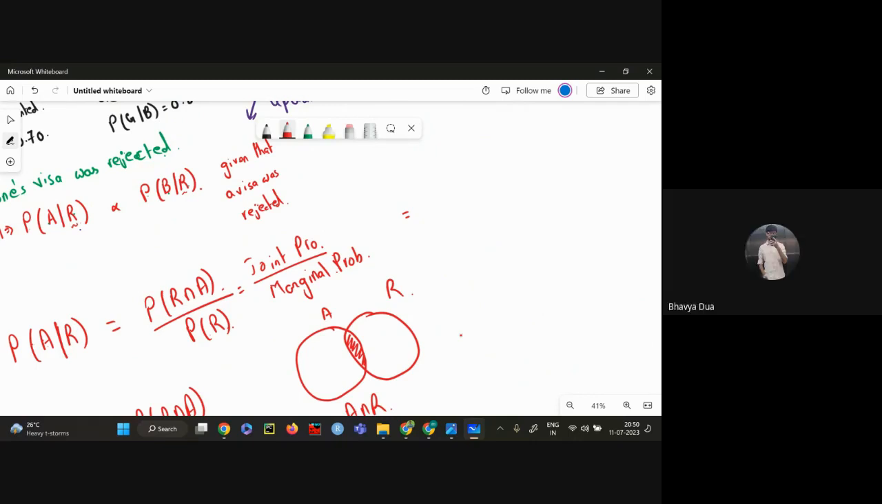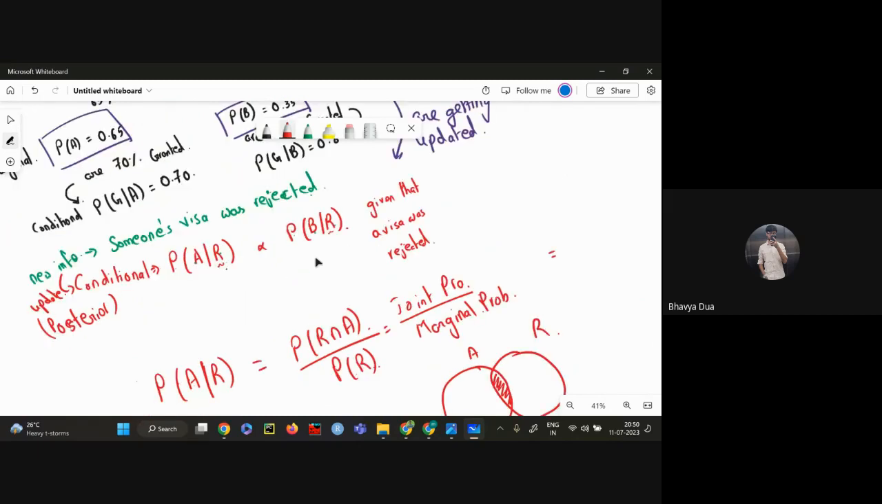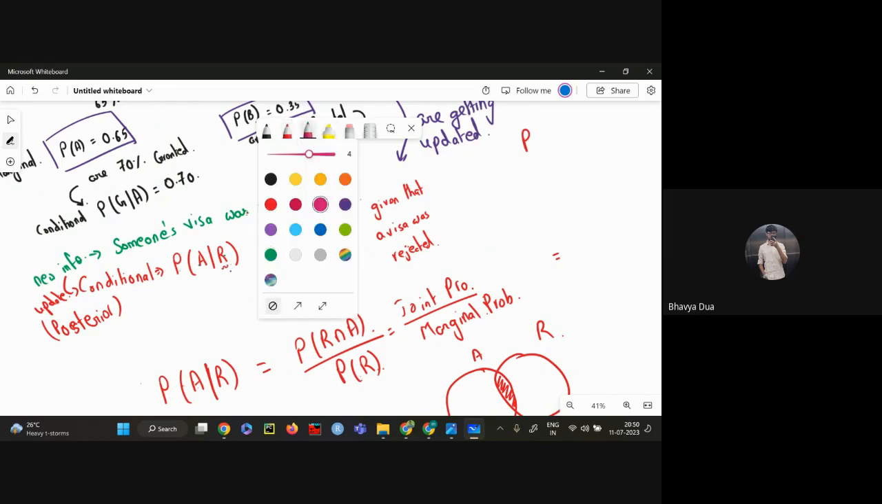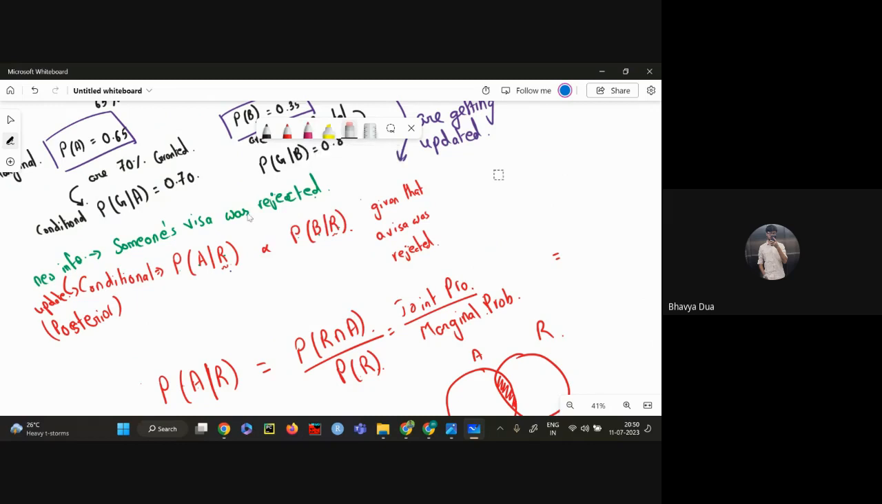No, we already know P of G given A. What is it? P of G given A is 0.7. So from this we can extrapolate that if it is from center A and 70% of applications got accepted, then the remaining 30% obviously got rejected. So P of G given A is 0.7, and P of R given A is 0.3. That is fine.